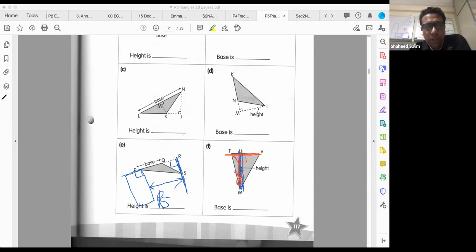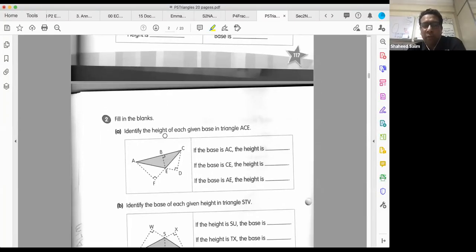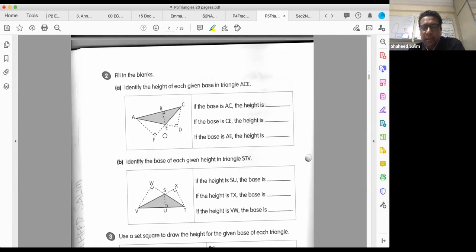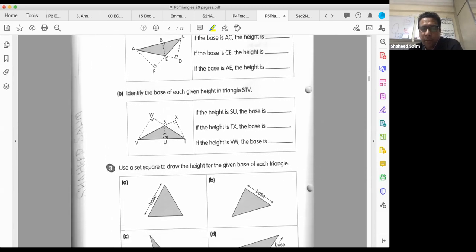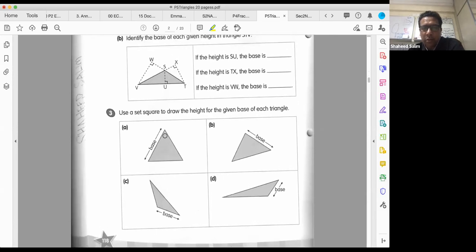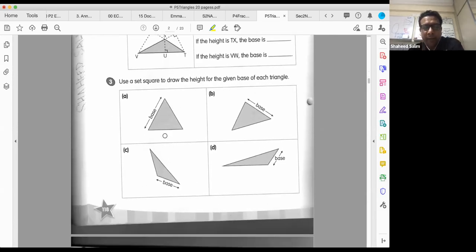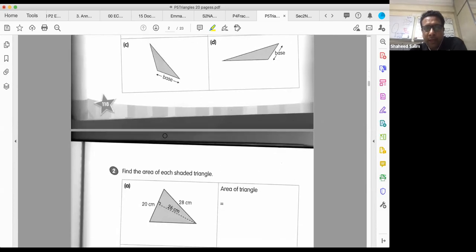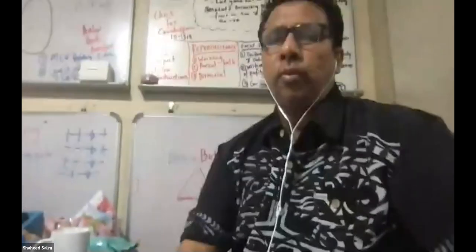Now maybe you need to do this on a piece of paper. So I will send you guys this worksheet. This worksheet comes from 3 books, your 3 textbooks. There are 3 textbooks in the market. So you try to do them. Okay, we move on. Never mind, we move on to the formula for the area.